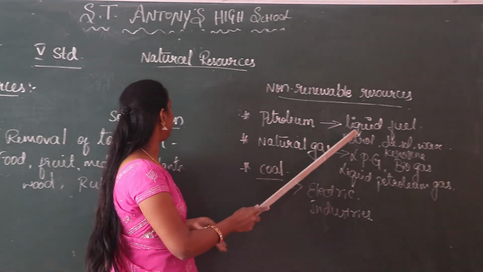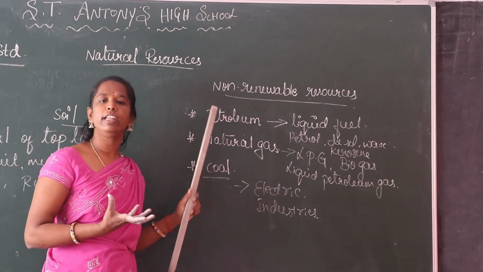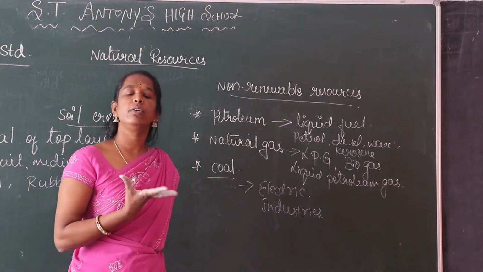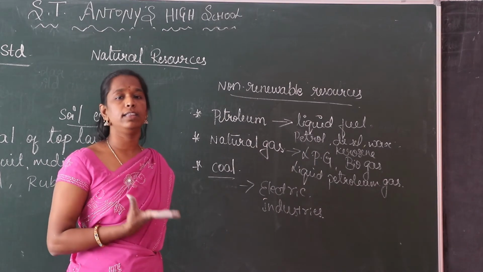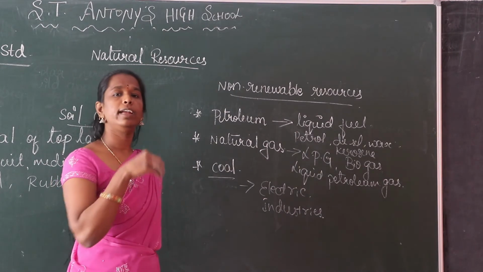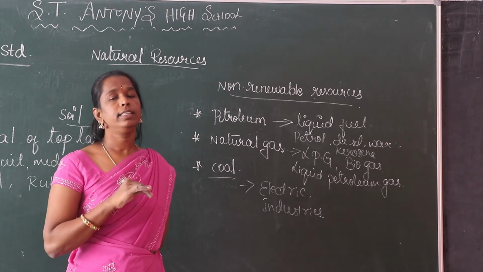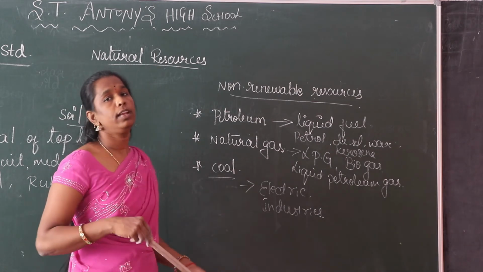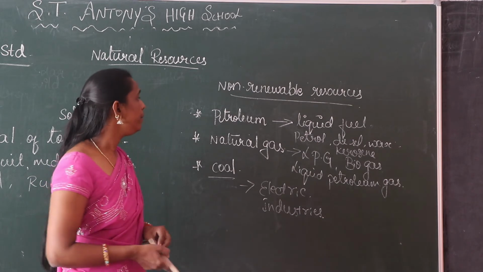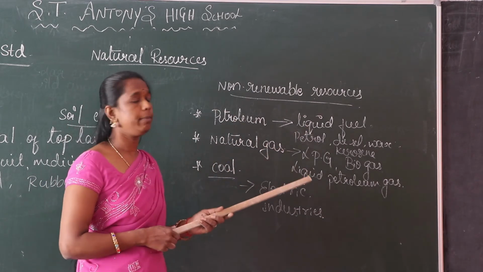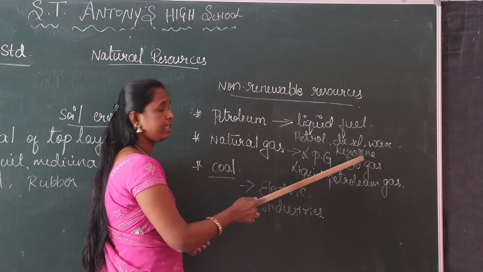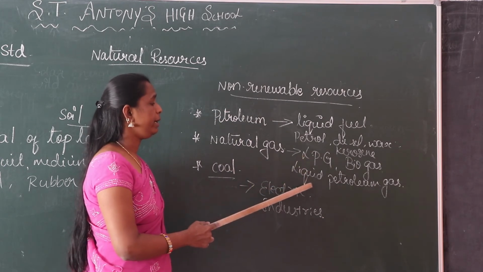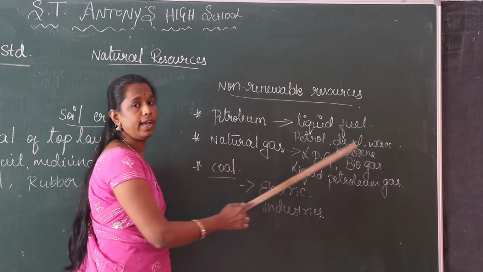Next one is non-renewable resources. Non-renewable resources are formed under the earth's crust. Millions of years ago, dead and decaying plants and animals were buried under the earth's crust. Due to temperature and pressure, they are divided into three types: liquid, solid and gaseous fuels. Here petroleum is a liquid fuel. Examples: petrol, diesel, wax, kerosene. Whereas natural gas includes LPG, that is liquefied petroleum gas, and biogas.